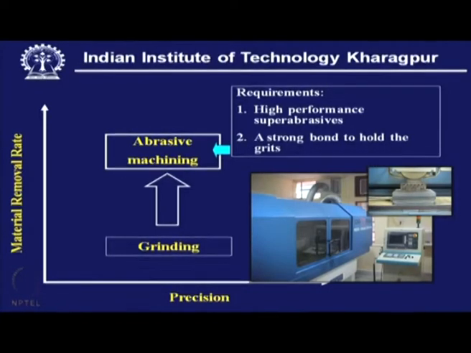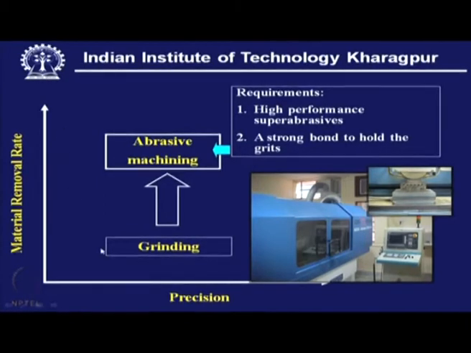That is the cutting tool, and this cutting tool is employed here to get a very high material removal rate, but not as high as precision which is provided by grinding. So, this is the characteristics of machining by a cutting tool.